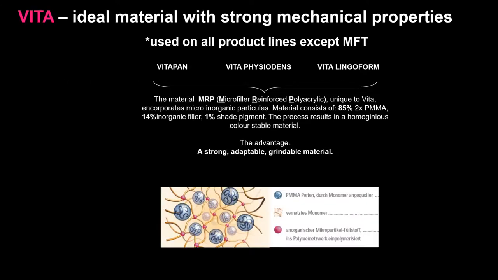I want to talk quickly about the teeth and the importance of the material. It's a microfilled MRP, microfilled reinforced polyacrylic. It is 85% polymethyl methacrylate, 14% inorganic filler, and 1% shade. I want to zone in on the inorganic filler. That 14% is silica. Silica by definition is quartz. Quartz by definition is glass. This is an acrylic glass tooth.